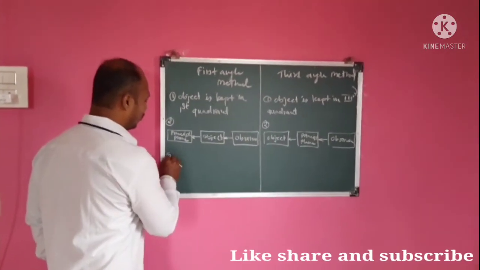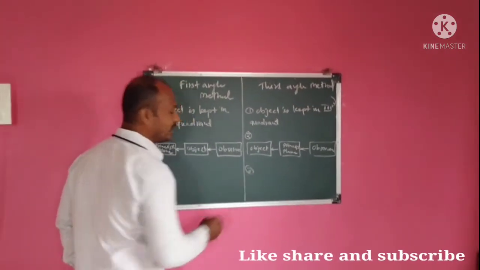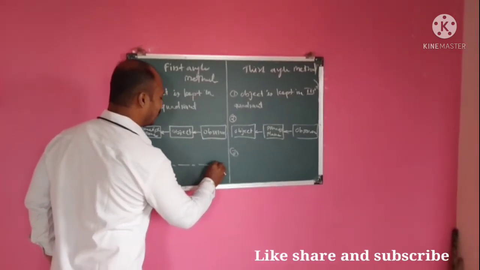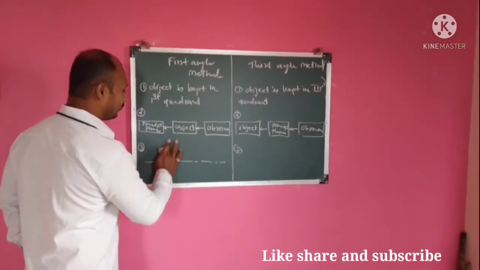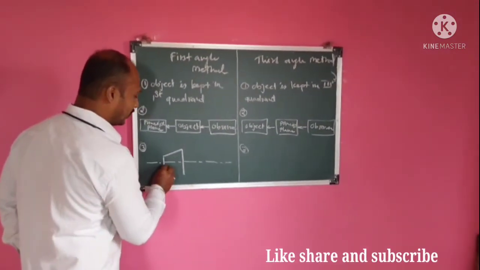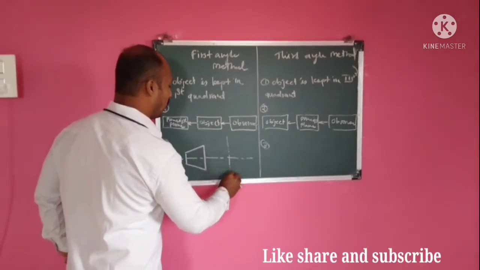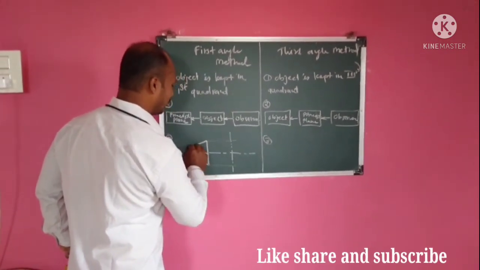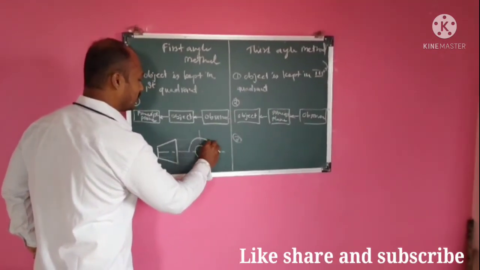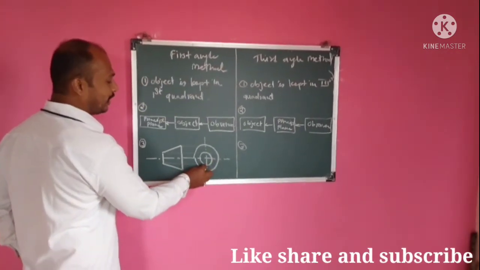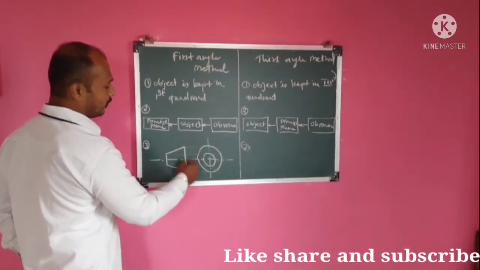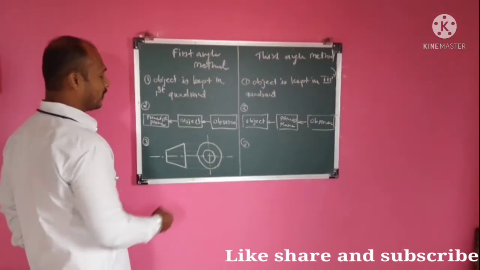And third one, the symbol. If I want to draw that symbol, the first angle method symbol is like this. Draw this, it is the side view of a frustum. If I project it, this is a circle and this one is the circle, like this. So this internal circle is for the front portion of this frustum, and this external circle is for the other. So this is the first angle method symbol.